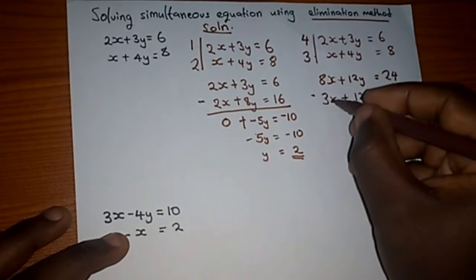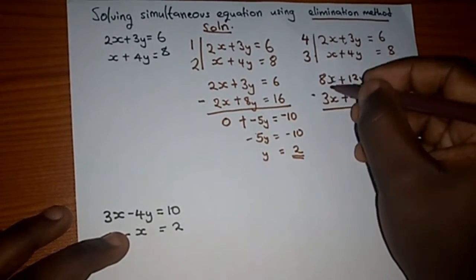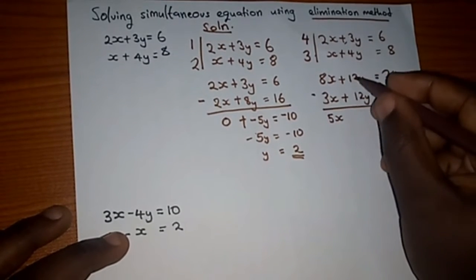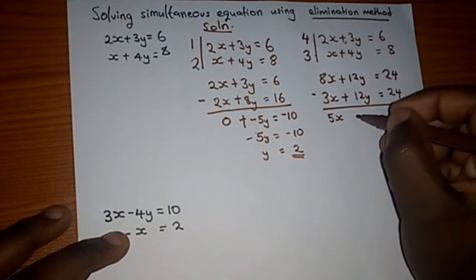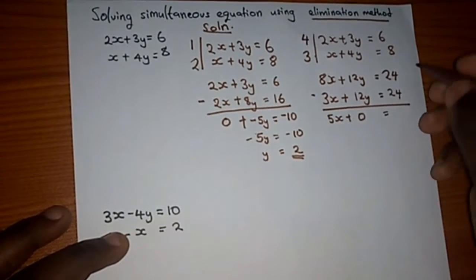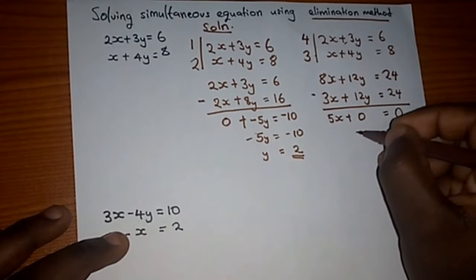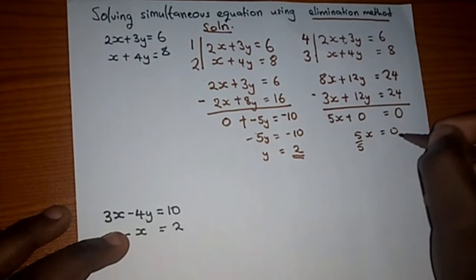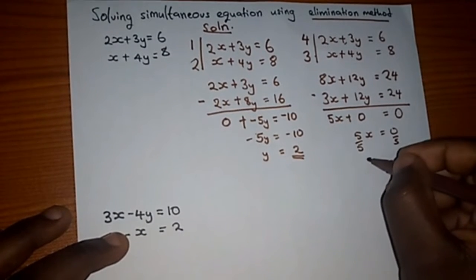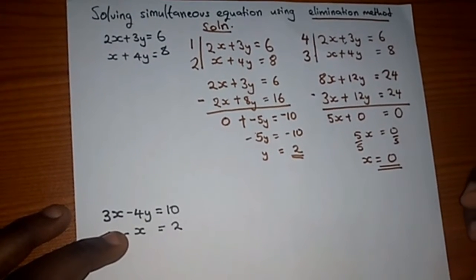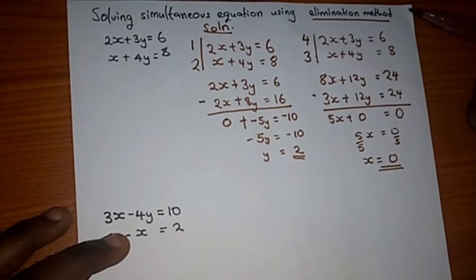So if I subtract these two equations, 8 minus 3, I get 5x, 12y minus 12y, I get 0, obvious case, equals 24 minus 24, I get 0. So my 5x equals 0. If I divide both sides by 5, my value of x equals 0. Yes, here the elimination is very easy.